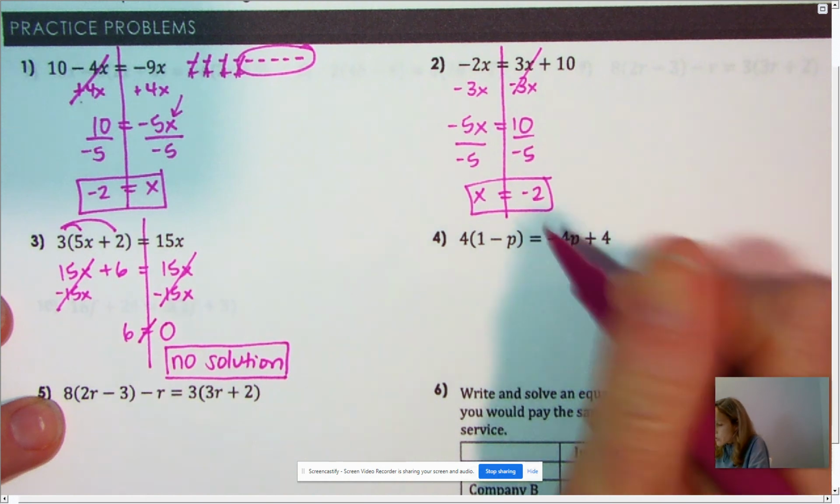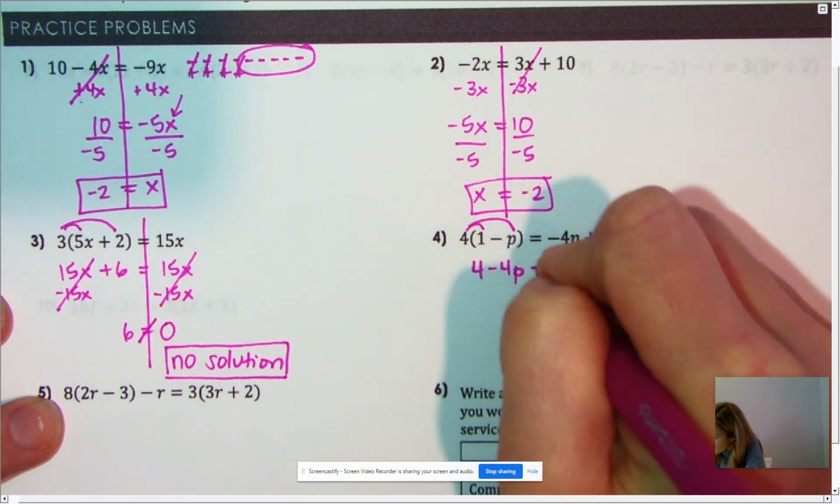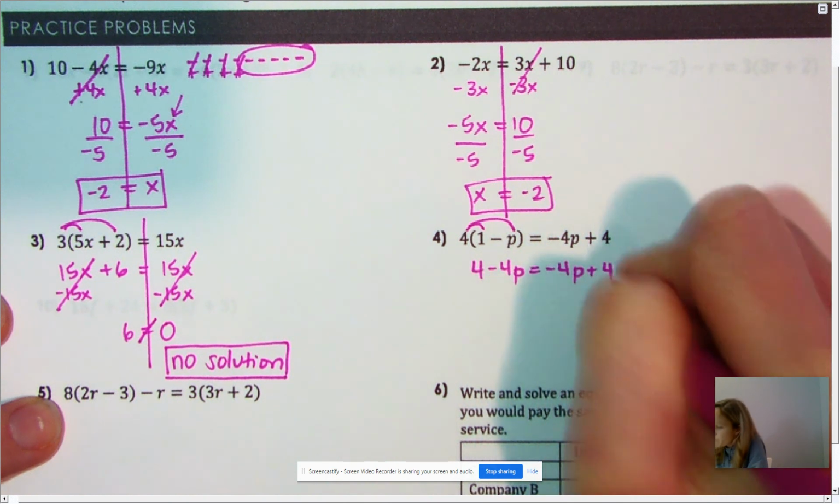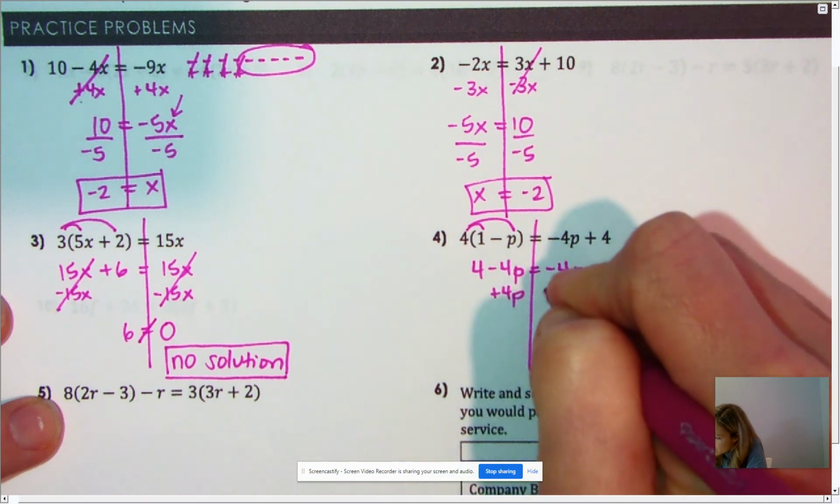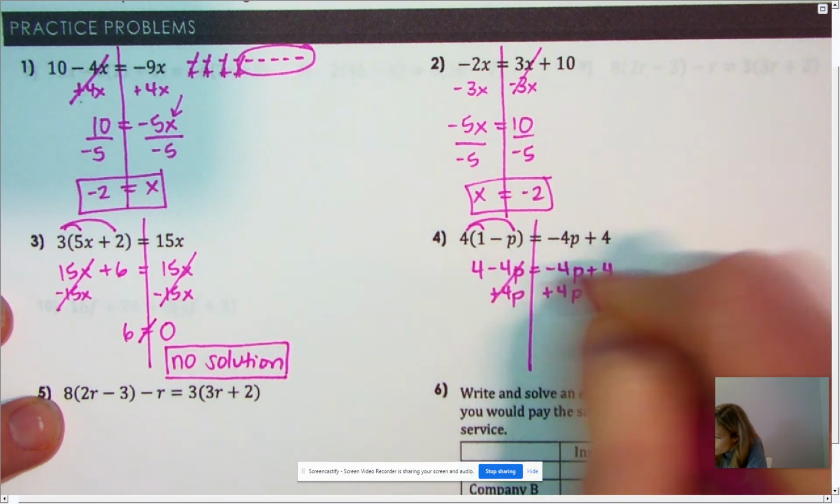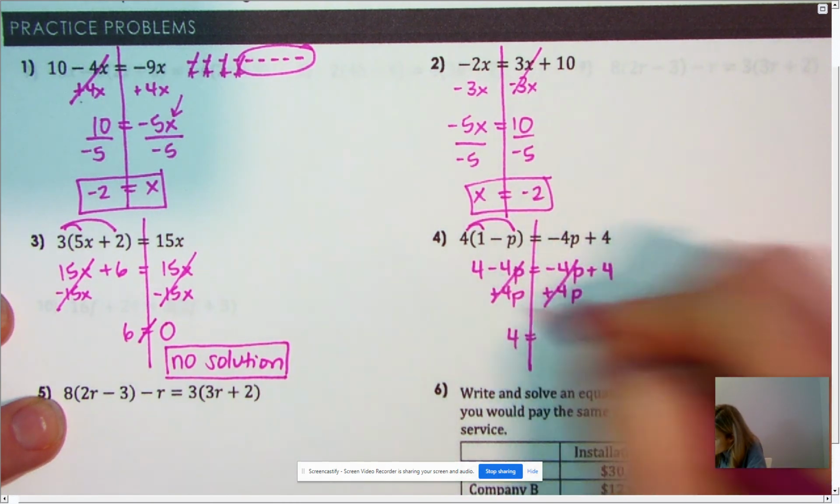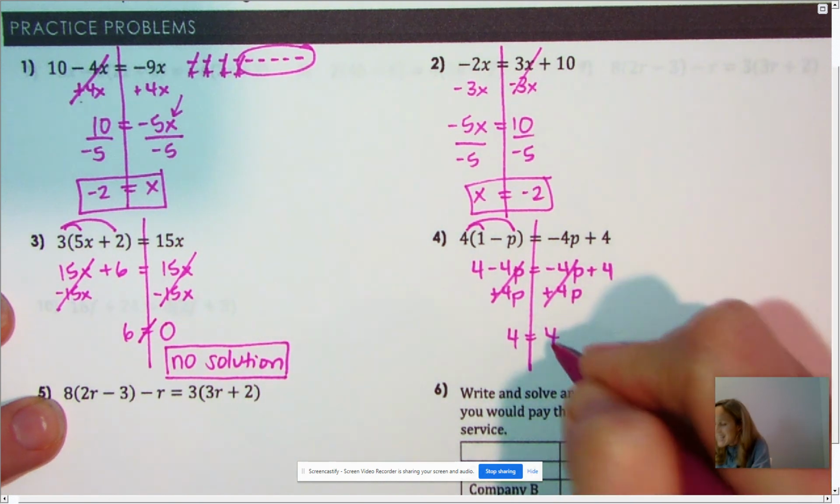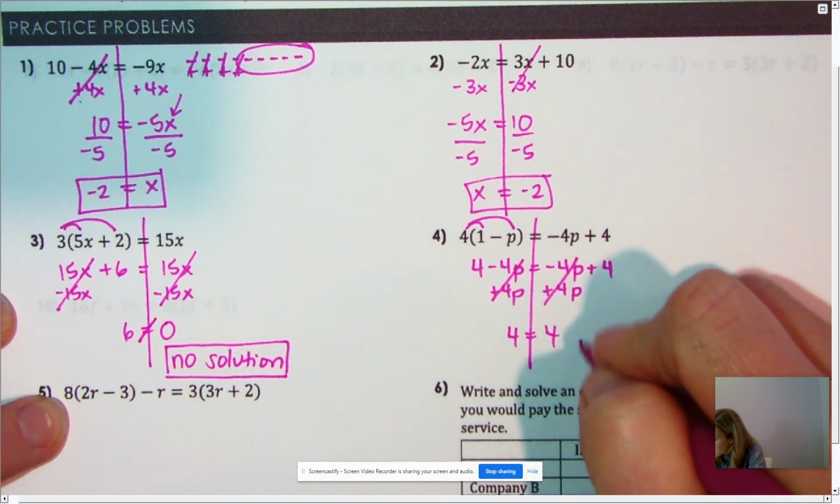Okay, we're going to try this problem over here. Distribute the 4. So I have 4 minus 4p equals -4p plus 4. So again, I'm going to try to cancel out the p's on one side. So I'm going to go plus 4p. Well, it canceled out on both sides. That doesn't happen very often, but we just wanted to show it to you guys in this lesson so that you know what to do when it does happen. So on this side, I get 4 is equal to 4. And that is true. So my answer isn't 4. My answer is infinitely many solutions.